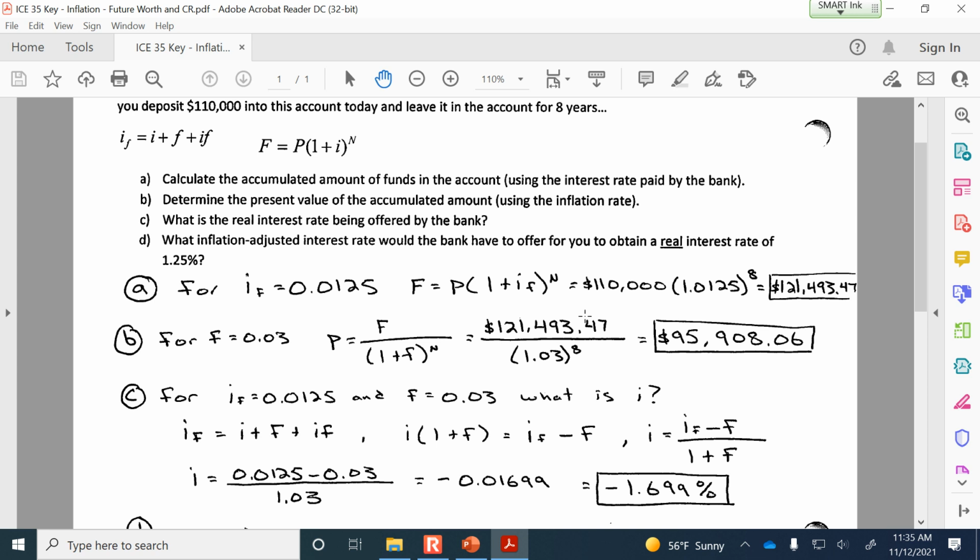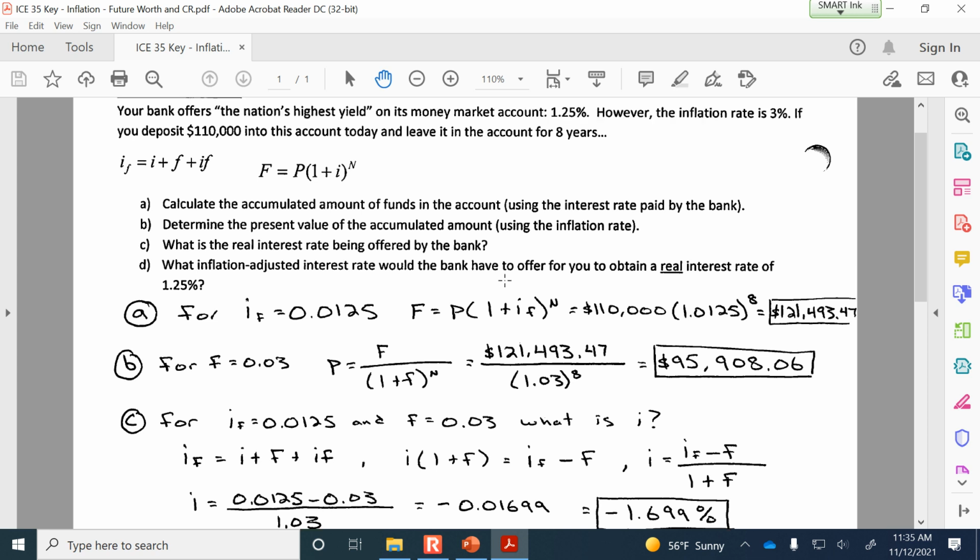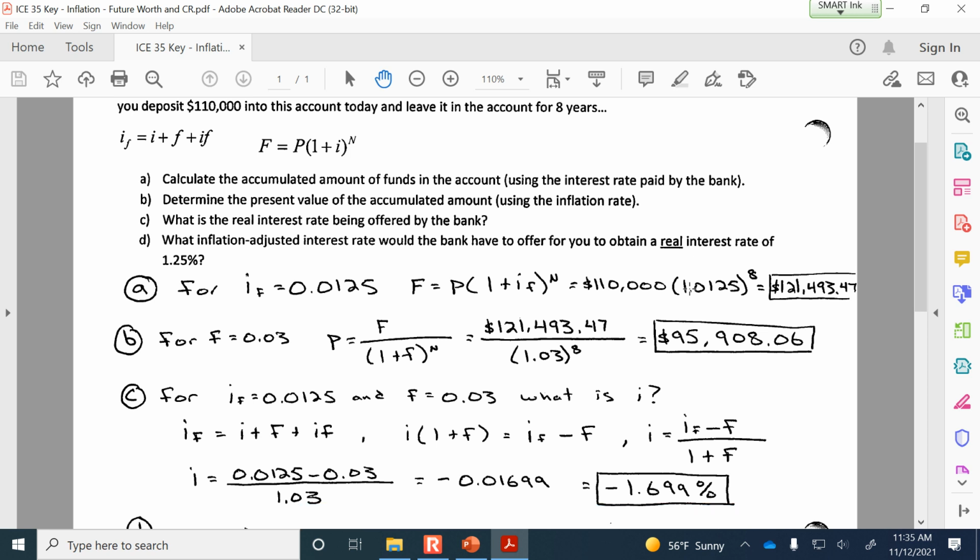And this is a pretty realistic example. The maybe only thing that's off about it is that these days we're not earning 1.25% and inflation is even higher. So if anything, we're losing more than 1.7% per year on funds that are saved in a savings account.